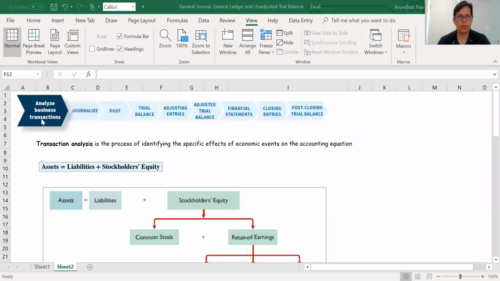Good morning. Let's get started with yet another accounting video in which we're going to look at the accounting cycle. The accounting cycle has various steps. So let's look at these steps and see which ones we're going to cover in the current chapter. So the accounting cycle starts with analyzing a business transaction.